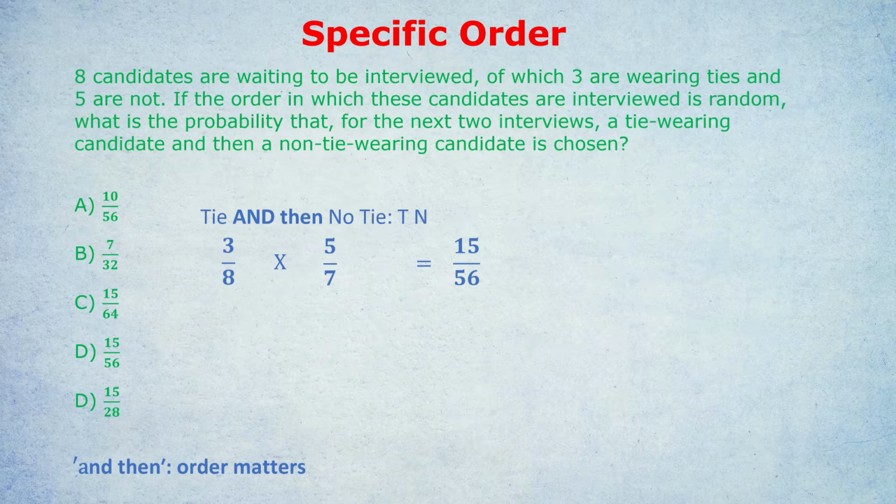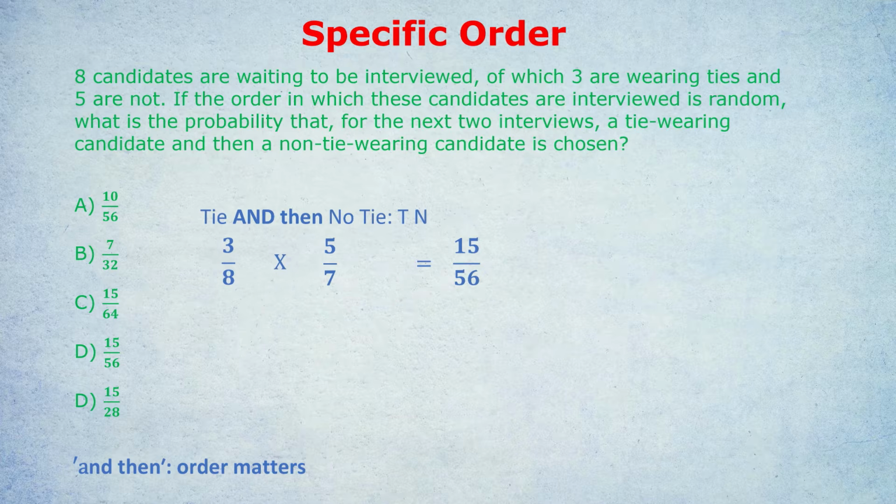And I really think that was worth pointing out, how when you have the phrase "and then," we want a specific order. So we only use one of the letter combinations, which is very different from if they just said we want 1 tie-wearing person, 1 non, in which case we'd also do NT as well as TN.